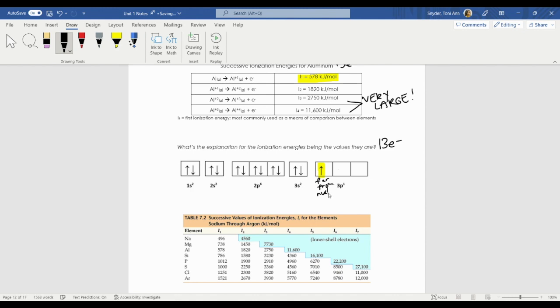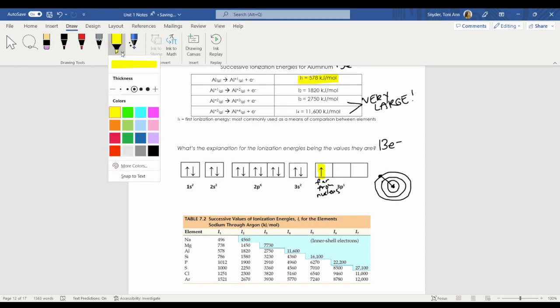Far from the nucleus. If you think about aluminum, it's got its nucleus in the middle, its first energy shell, its second energy shell, and then its third energy shell. Those electrons in the third energy shell are the farthest from the nucleus. Therefore, that farthest electron is the easiest to remove because the nucleus does not have as strong of a hold on that electron. So it requires the least amount of energy to remove. Its ionization energy is the lowest.